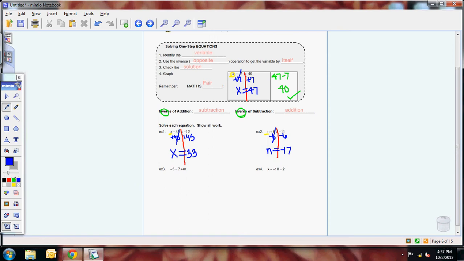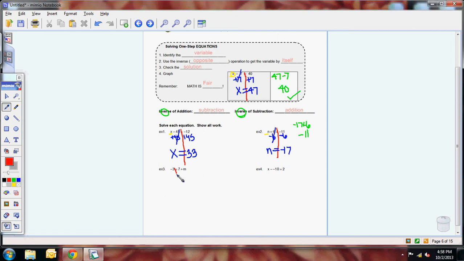Now let's check this one. If I were to plug negative 17 back in for n, let's see what I would get. So I'm going to rewrite it over here, negative 17 plus 6. Let's see what that would give us. That would give us a negative 11, which is what we wanted. So it's a nice, easy little thing. You can do it in your calculator. Just plug the number you got for the variable in for the variable, and you should get the right answer.